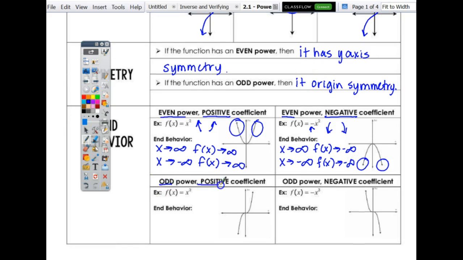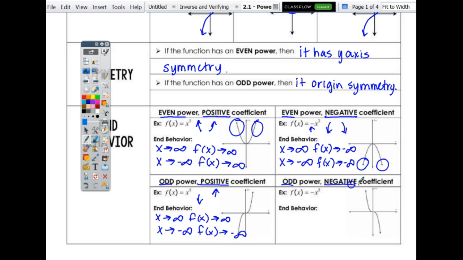For an odd with a positive, it's going to be like the cubic. So the end behavior is going to be down on this side and up on this side. So x approaches infinity, my y's go to infinity. As x approaches negative infinity, my y's approach negative infinity.